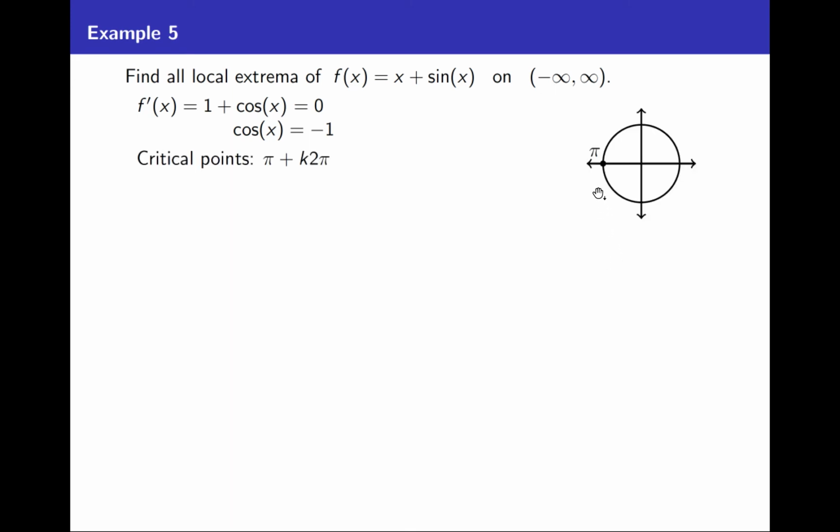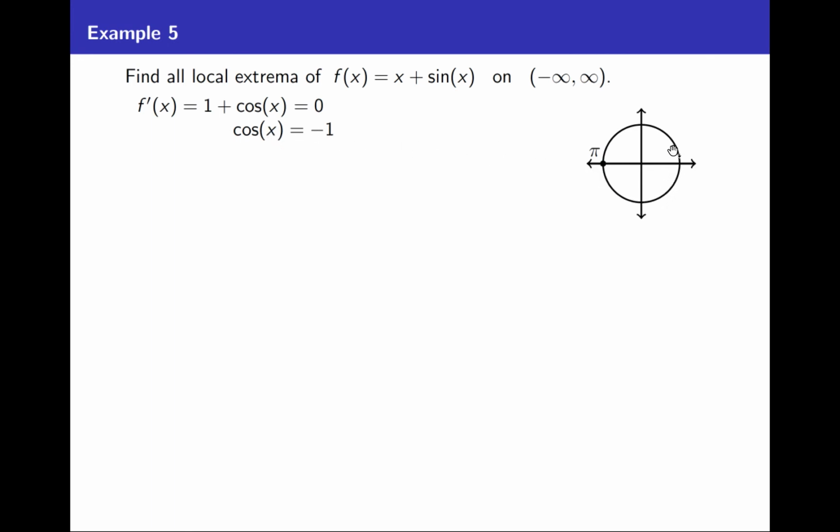Now, looking at the unit circle, the only place x is plugged into cosine, so it's a radian measure. And the only radian measure on the unit circle that gives you cosine of that is -1 is pi. Cosine pi is -1. So x equals pi is a solution to this equation.